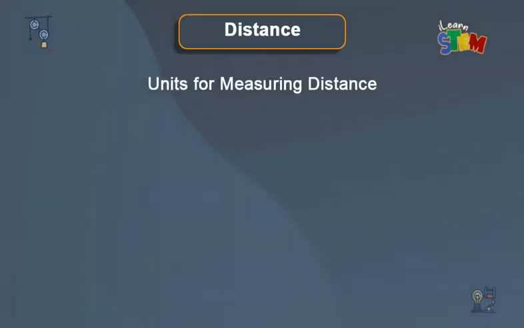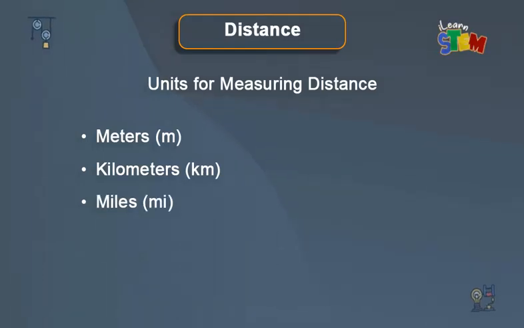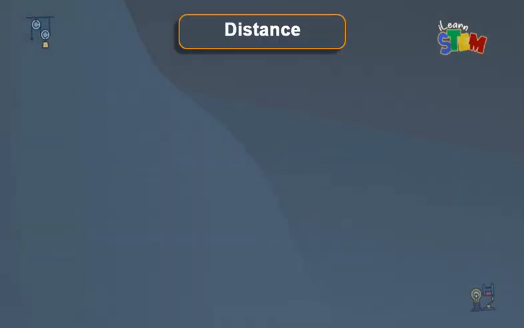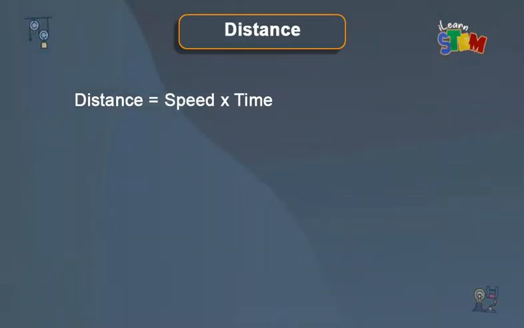Distance can be measured using various units, such as meters, kilometers, miles, feet, inches. The formula used for measuring distance is distance equals speed multiplied by time. Here are some practice problems to help you understand distance.